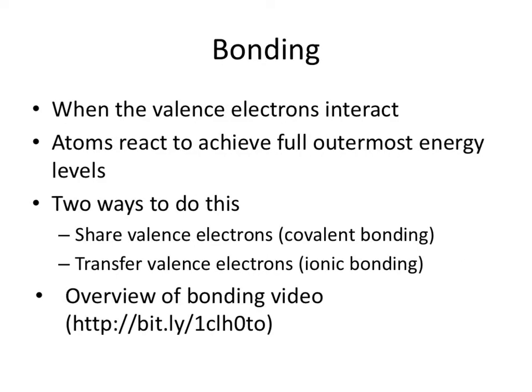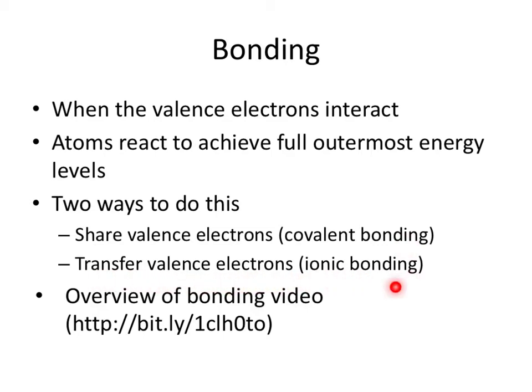So bonding is just when valence electrons interact. Remember, the whole point of bonding is to stabilize the atoms so that they achieve that full outermost energy level or full valence shell. And there's two ways that you can do this. You can share electrons through covalent bonding, or you can transfer those valence electrons in ionic bonding.